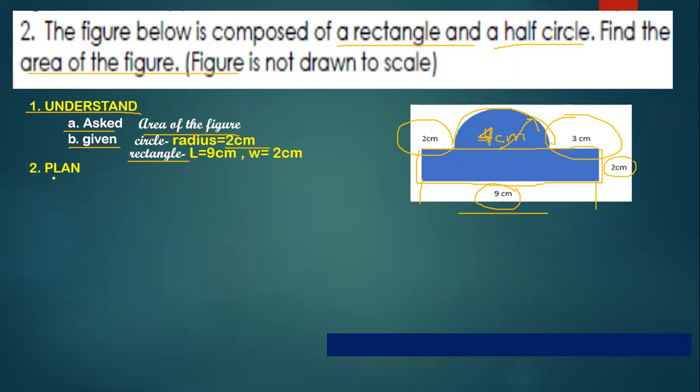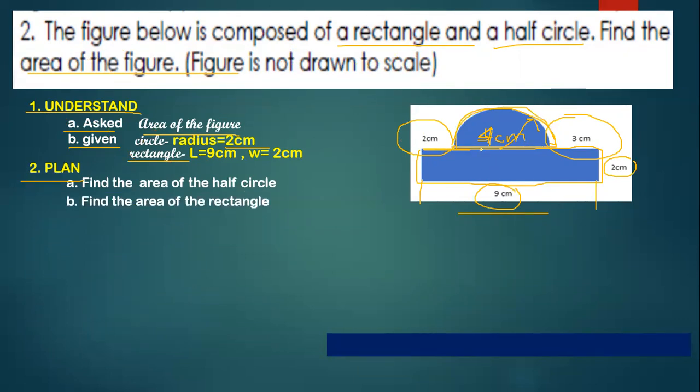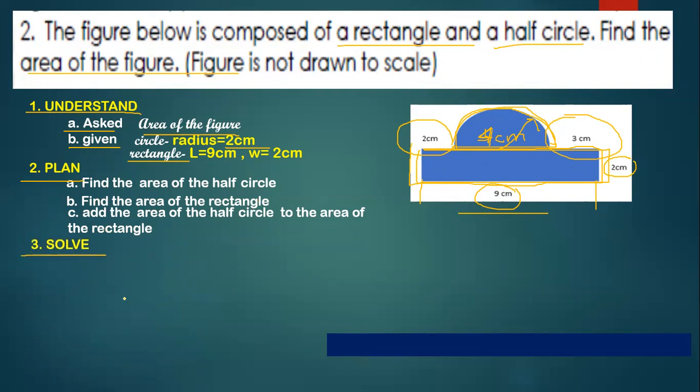After understanding, what you have to do is you have to plan. Paano natin makukuha ang area ng buong figure na to? Siyempre, ang unang gagawin, you have to find the area of the half circle. Itong kalahati ng circle na to, alamin natin ang area niya. Pangalawa, alamin natin ang area ng rectangle. Okay? At pangatlo, pagsamahin natin. We have to add the area of the half circle to the area of the rectangle para makuha natin yung kabuuan. Okay. So, naintindihan mo na, nakapagplano ka na. So, kailangan mo nang i-execute. You have to solve na.